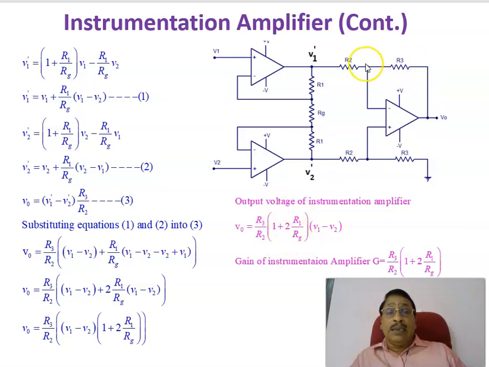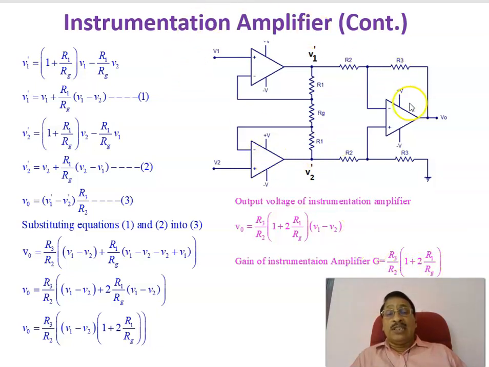That is R3 by R2 into 1 plus twice R1 by RG, and this is the gain that multiplies the difference in voltage V1 minus V2. We are amplifying this difference in voltage with a gain of R3 by R2 into 1 plus twice R1 by RG. Therefore, we call this the gain of the instrumentation amplifier, represented as capital G, which is equal to R3 by R2 into 1 plus twice R1 by RG. This is the gain of the instrumentation amplifier.